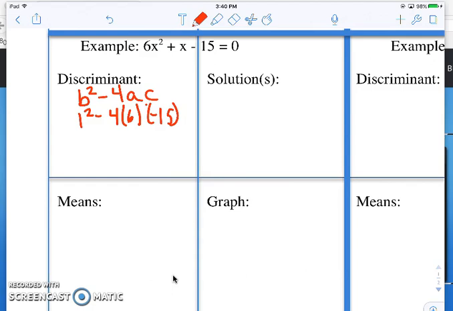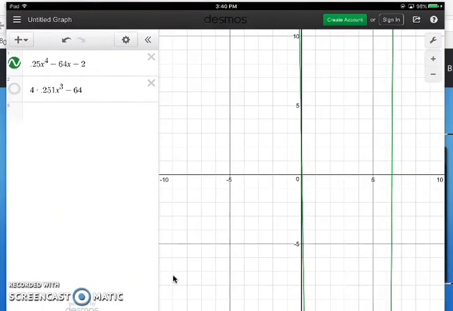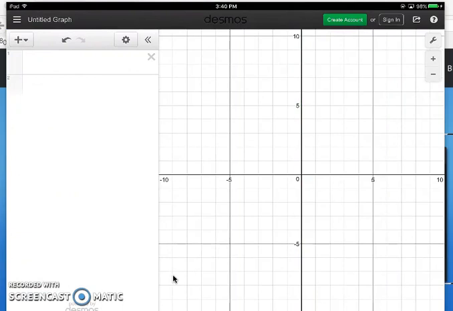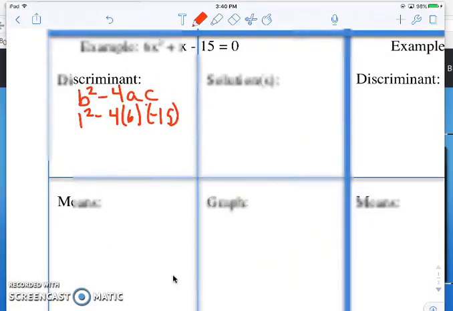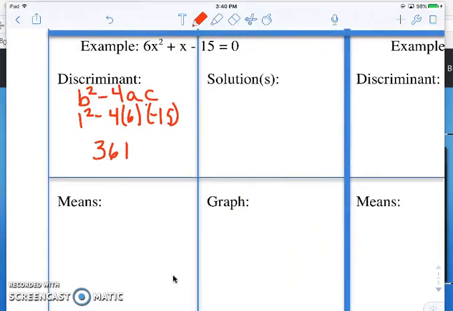Let me see here. Let's just go back. So 1 squared minus 4 times 6 times negative 15. We have 361. Now that would make sense because that's 360. Alright, so 361 is our answer. So what does that mean? That means that there are two solutions. It crosses twice.